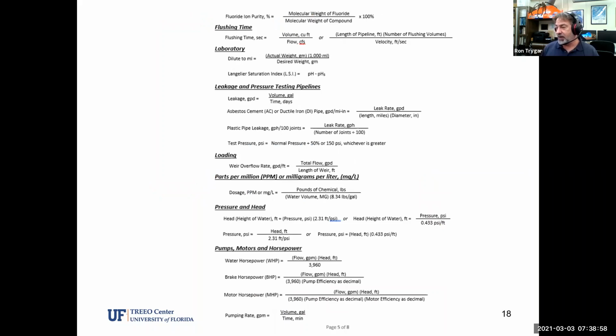And then on page 5, we're going to talk about the time for flushing a water main. We're going to get a little bit into parts per million and what dosage actually is. We're going to talk a little bit about pressure and head, which is the pressure of water in, say, an elevated storage tank or some kind of water column. And we're going to talk about the head in feet and convert that into feet or pressure, depending on which way we're trying to go. And we're going to be talking about pumps, which is going to be horsepower. We'll talk a little bit about that.